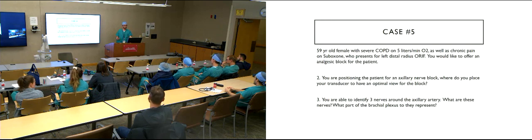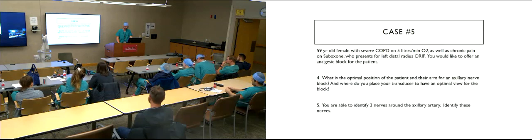Yes. So these are what part of the brachial plexus? Branches. So yes, radial, ulnar, median are the branches. And so what is the optimal position of the patient for their arm for the axillary nerve block? We kind of already discussed that. Abducted. This is a repeat question.